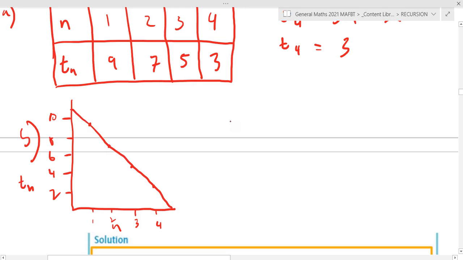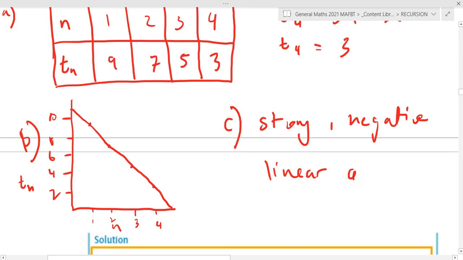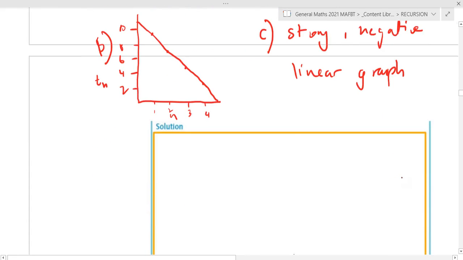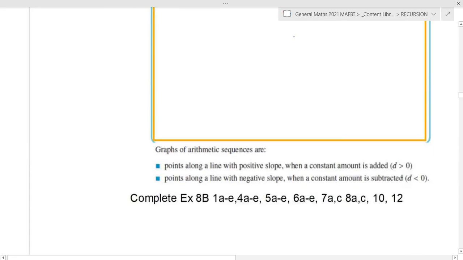So in terms of the description, guys, what do we say? Yep, strong, negative, linear graph. Sweet.